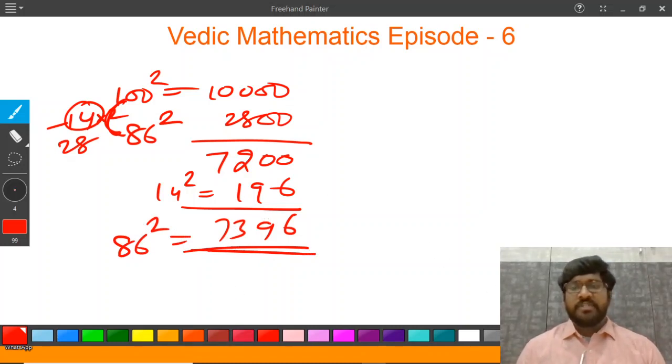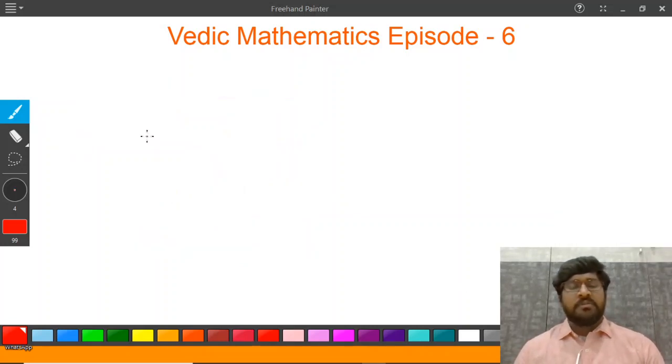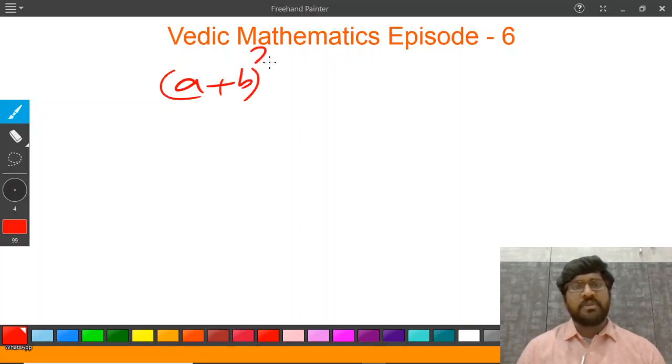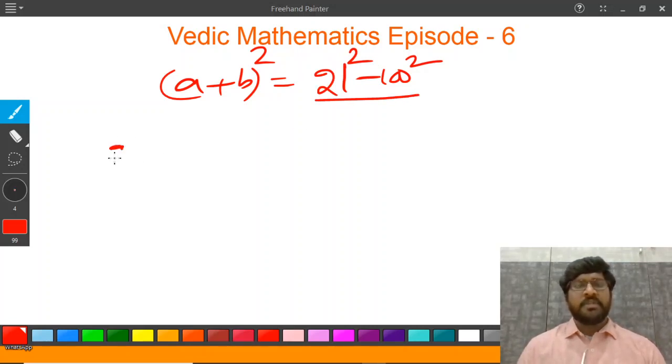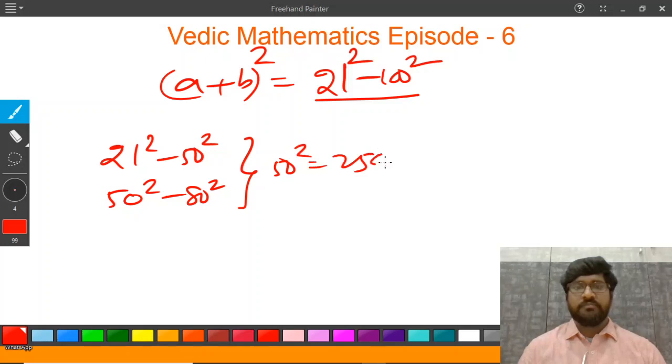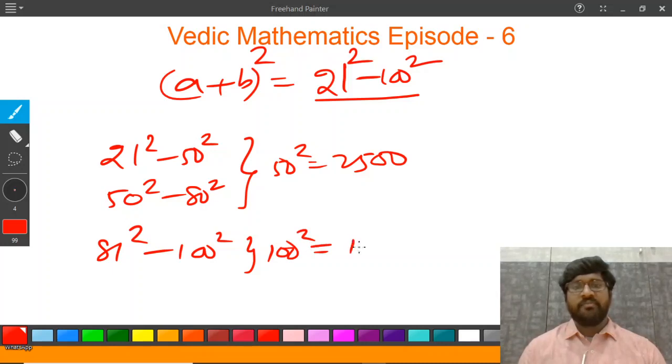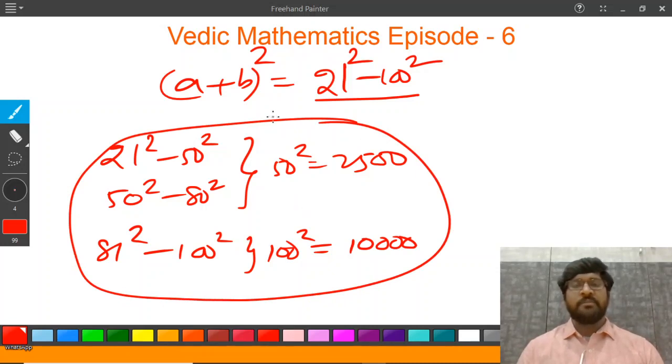This is one more method to find the squares. So far I have given you two methods to find the squares. One is a unique method, the a plus b whole square method, which is applicable to find the squares of any numbers from 1 to 100. But since you already know squares up to 20, I can take it as 21 to 100. And the other method is 21 square to 50 square, 50 reference, and then 50 square to 80 square, 50 square reference, and then 81 square to 100 square, 100 square as reference. So this is how you can find the squares using the second method.